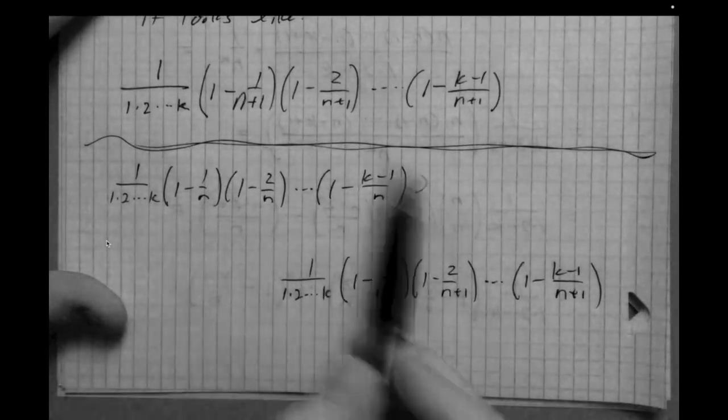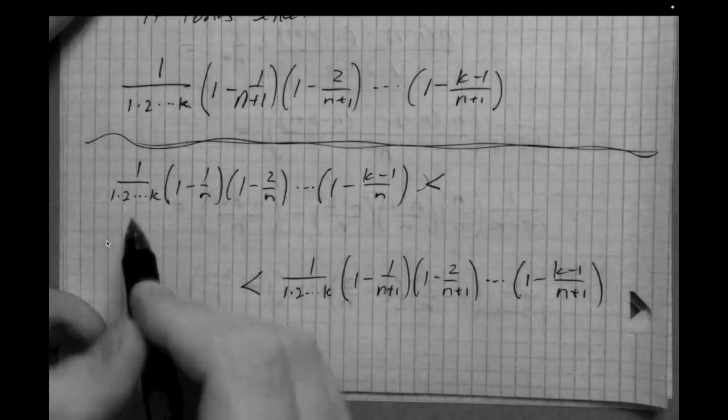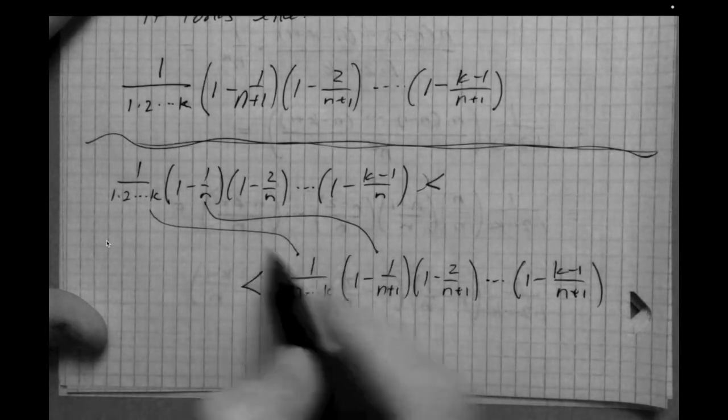Well, this is the k plus first term of t sub n. This is the k plus first term of t sub n plus 1. Well, it turns out that this is going to be less than this. Okay. Now you may say, how do I know that that's less? Well, these two are equal. What about these two? What happens here? How does 1 minus 1 over n compare to 1 minus 1 over n plus 1? Well, it's less than, isn't it?